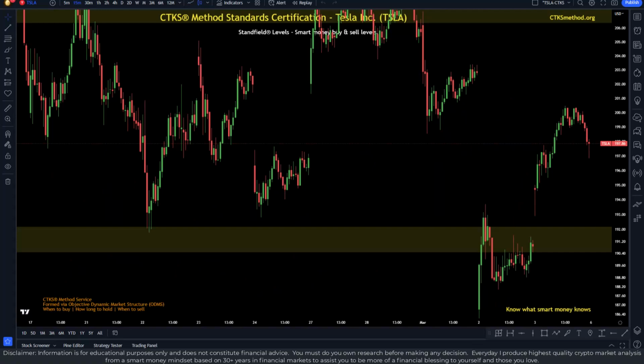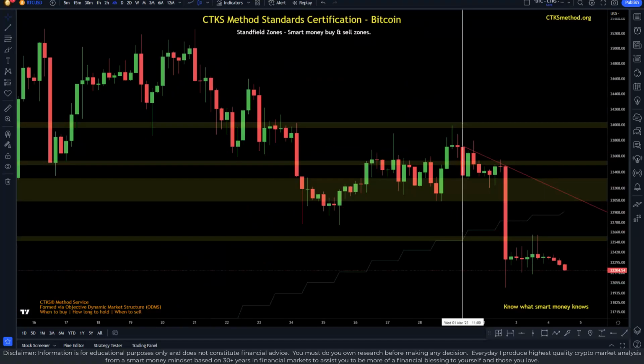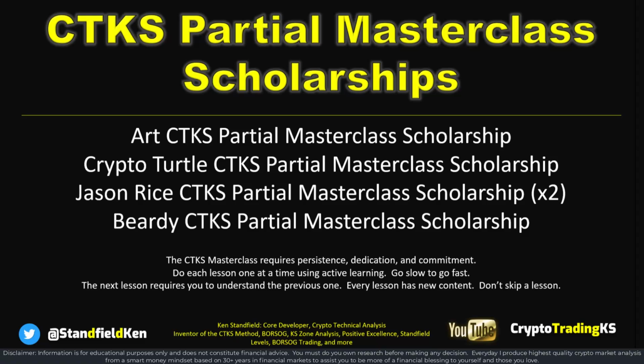We'll also be talking about the smart money buy levels on Tesla. We'll look quickly into the economic health of the markets. Then we'll explore what could be happening next for Bitcoin and, of course, crypto. But first, some very good news.